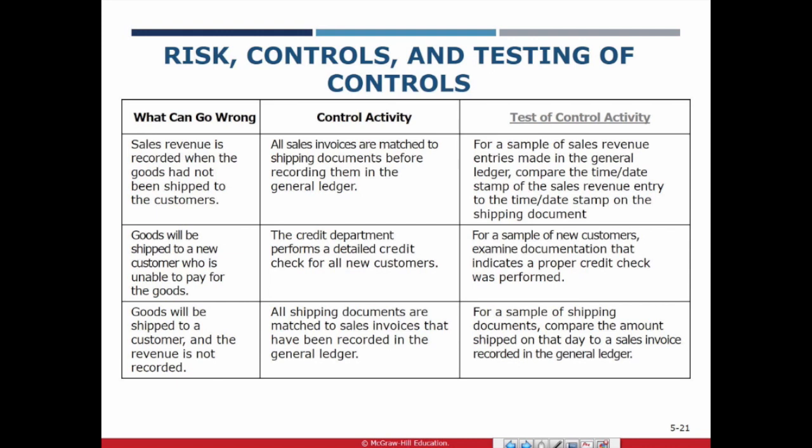So if we're talking about sales, sales revenue is reported when goods had not been shipped to the customer. What assertion is that? Sales recorded with goods not shipped.